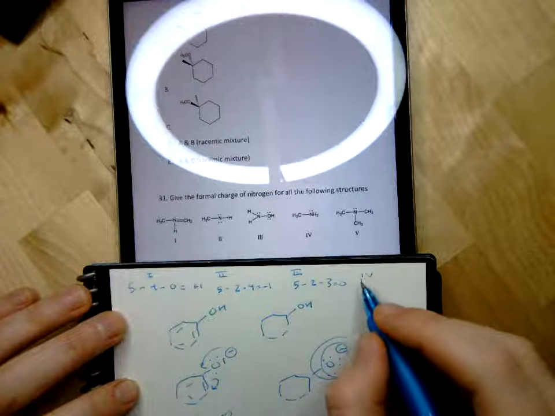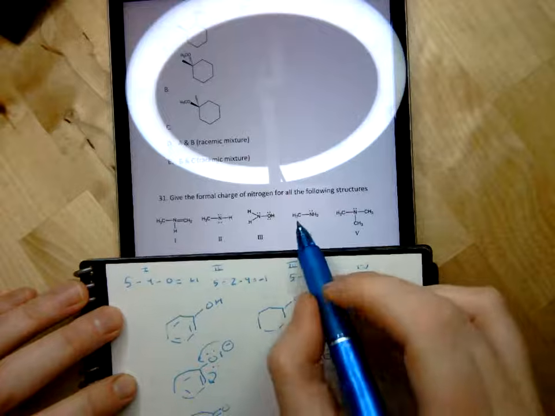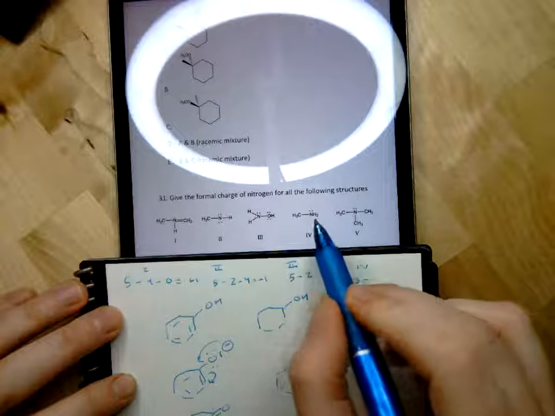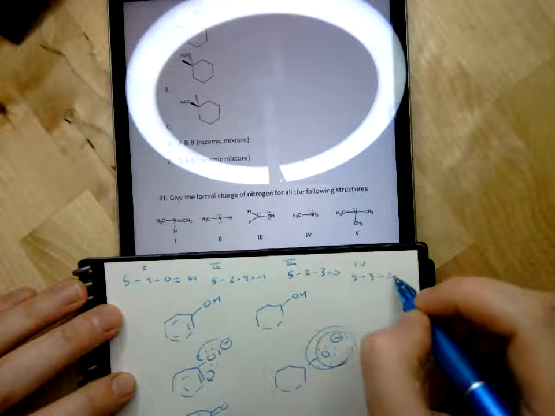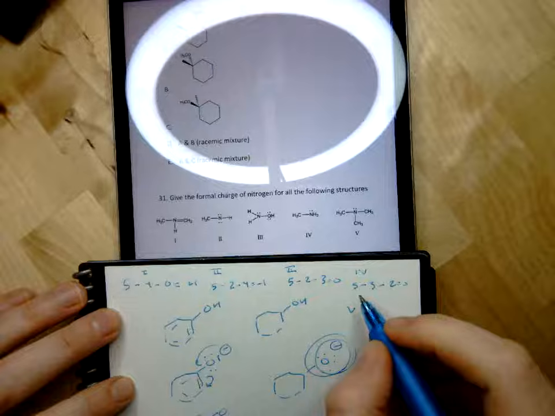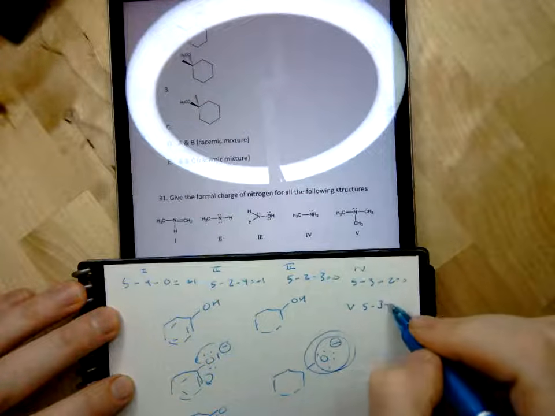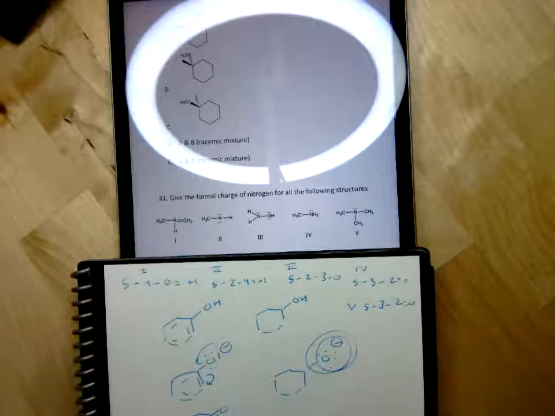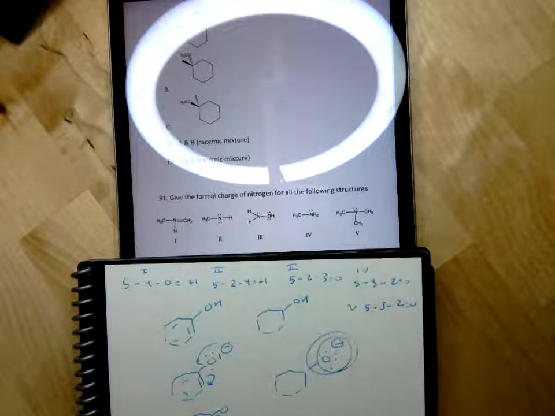4 looks like it starts with 5. There's one bond and then two bonds that aren't specifically drawn in. That's kind of sneaky, two hydrogens, plus 2 electrons, so that's 0. And then same thing with 5. Structure 5 has 5 valence electrons, 3 bonds, and 2 lone pairs, so 0 again. So this one's positive, this one's negative, and these 3 are neutral.